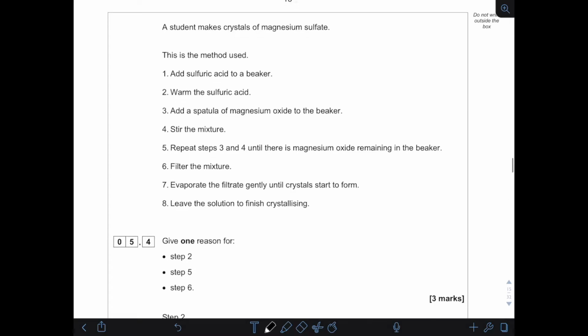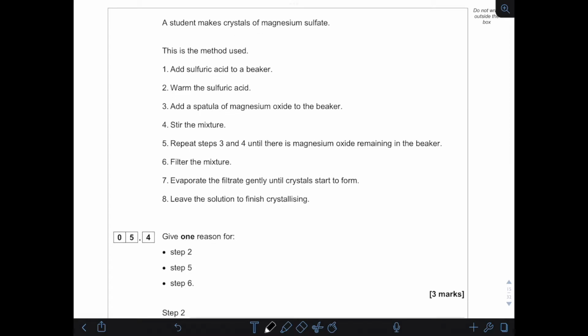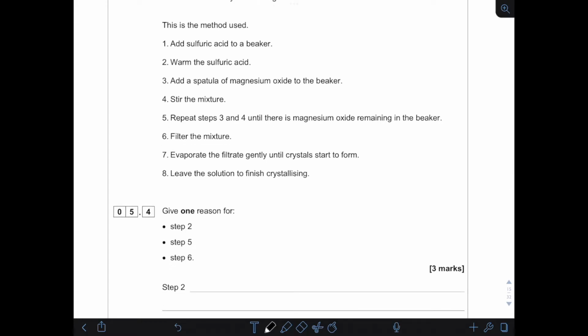we're making magnesium sulfate. This is the method. Sulfuric acid, warm it up, add a spatula of magnesium oxide, stir the mixture, repeat 3 to 4 times until we consume all the sulfuric acid, basically, and then filter off the mixture, evaporate the solution until crystals form, and then leave it to crystallize. So we need to give reasons for step 2, step 5, and step 6.